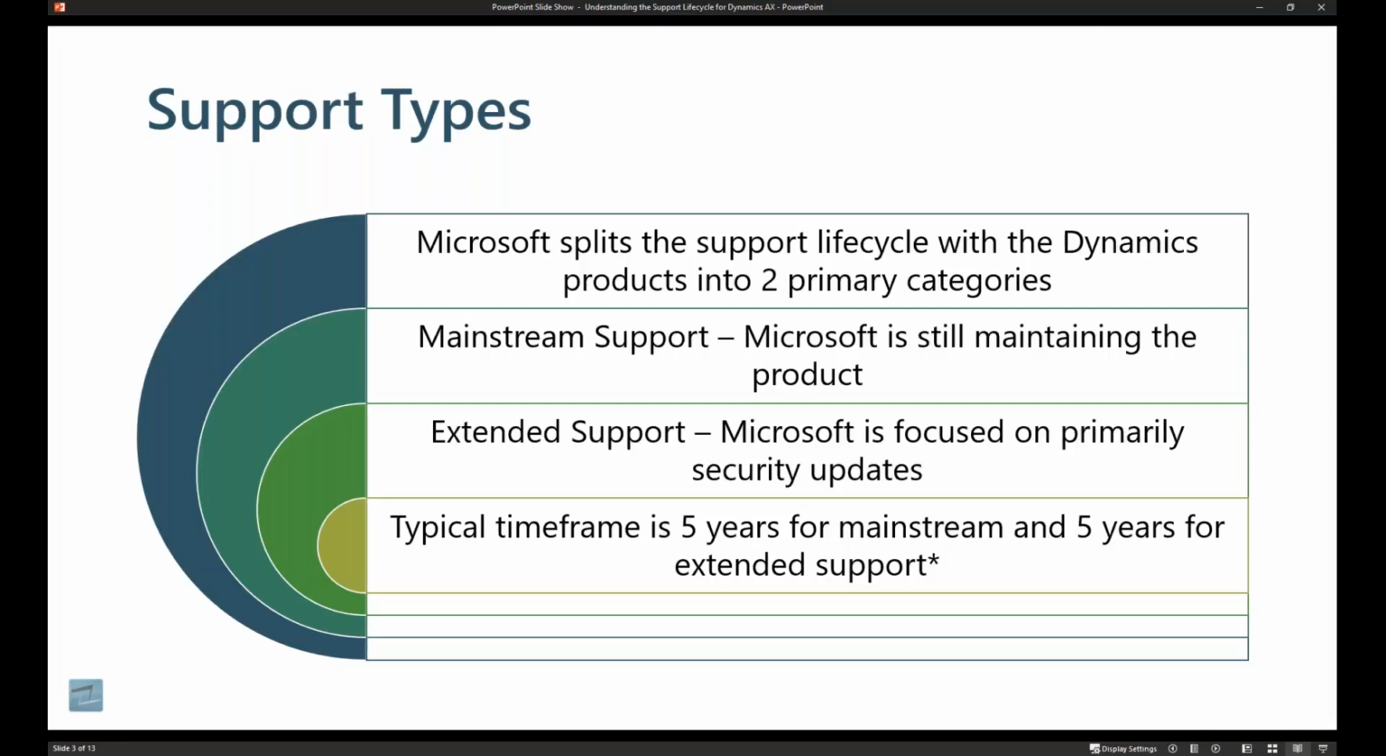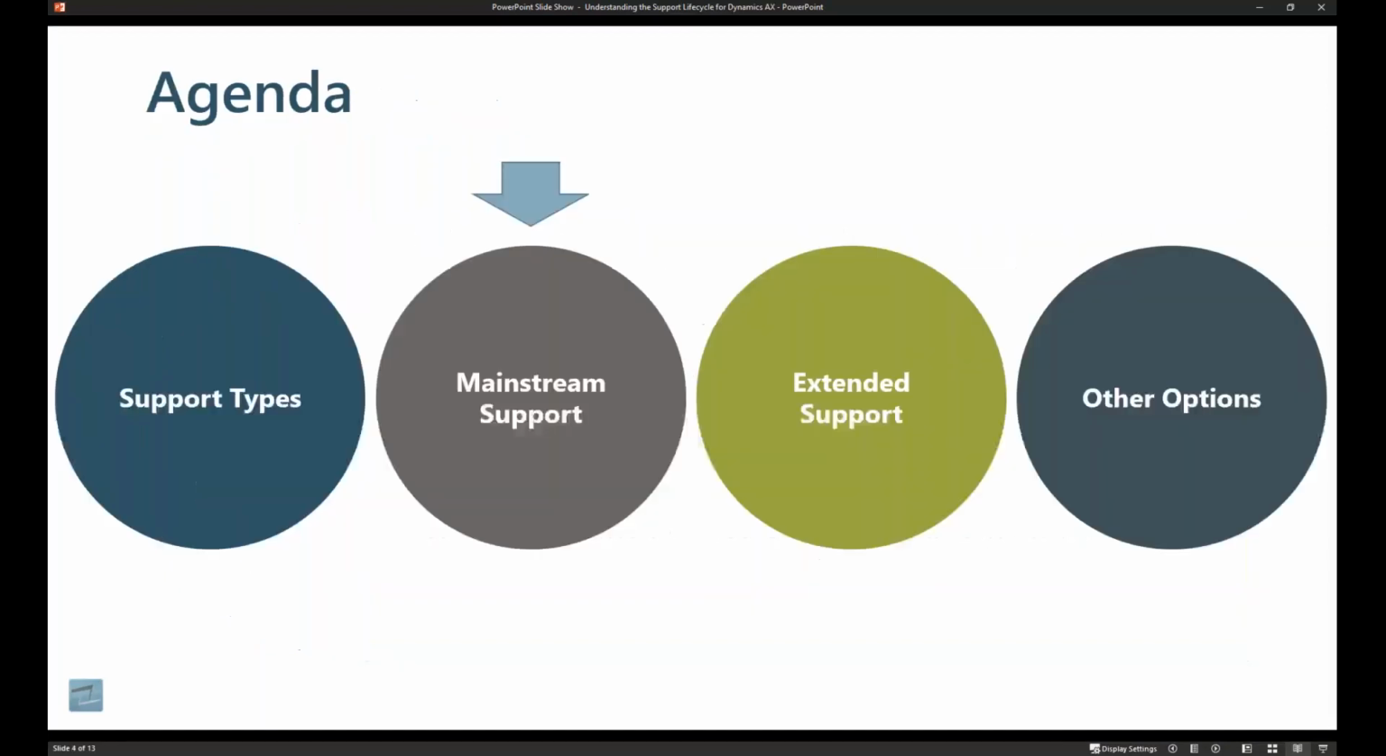The typical time frame that you get for these support types are generally 5 years for mainstream and then 5 years for extended. Now, this is flipped a lot in the last couple of years, where sometimes it's 10 years for mainstream, and I put a caveat or an asterisk there because there have been changes to that, but the typical Microsoft support lifecycle for Dynamics is looking at 5 years for mainstream and then 5 years for extended for that 10-year type mark that they're looking at.